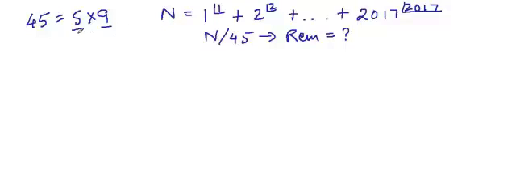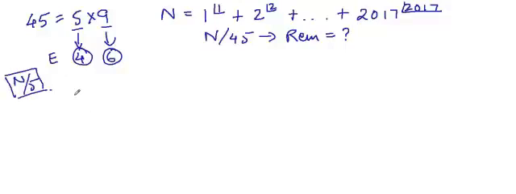Now, first thing, let us figure out the Euler's of 5 and 9. So the Euler's are 4 and 6 respectively. I'm not going into calculations of Euler. You can check some other videos and all. So Euler's of 5 is 4 and Euler of 9 is 6. So first of all, let's try and figure out the remainder when n is divided by 5.